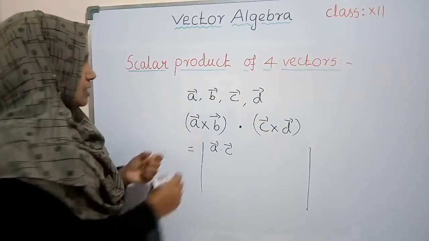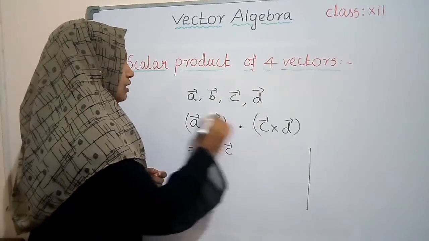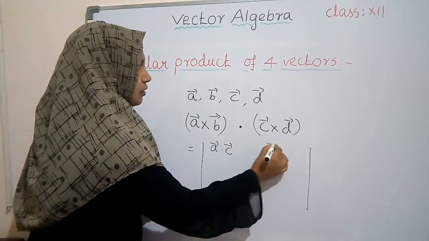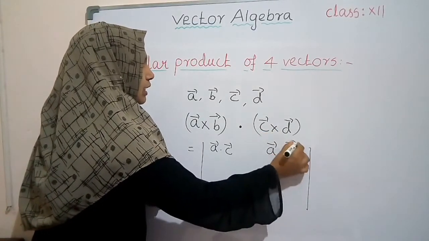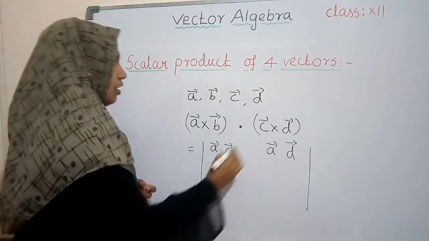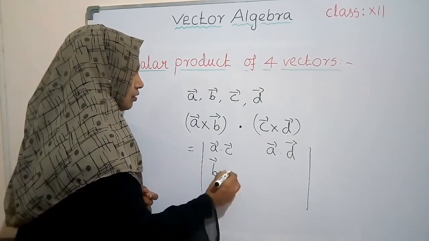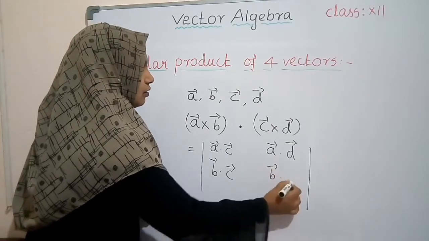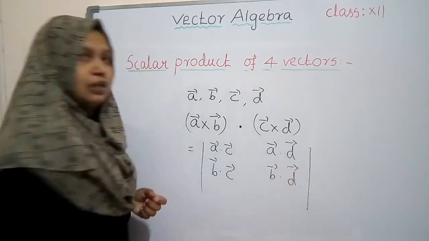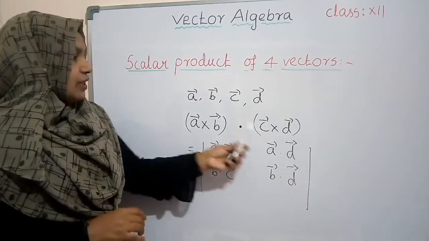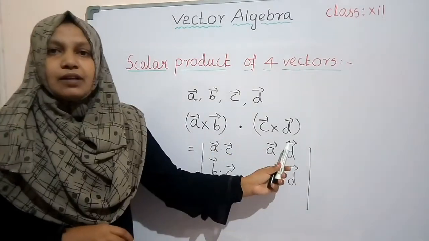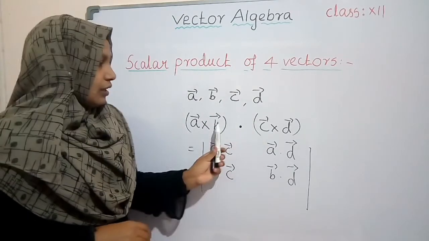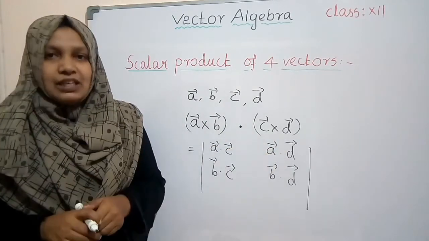So first element is A vector dot C vector and then A vector dot D vector. And second row is B vector dot C vector and finally B vector dot D vector. So first one, once again, A vector dot C vector and then A vector dot D vector. Second one B vector dot C vector, again B vector dot D vector.